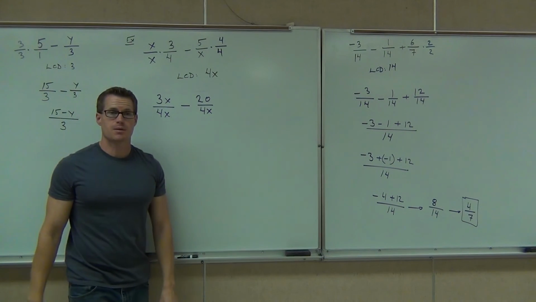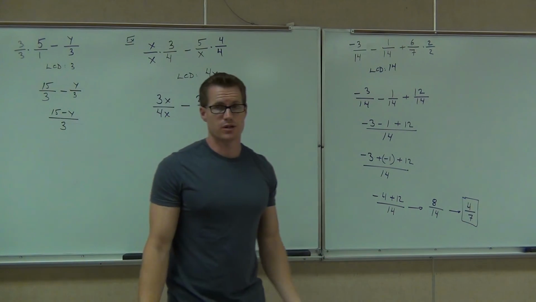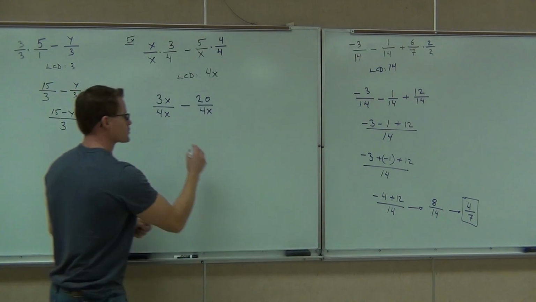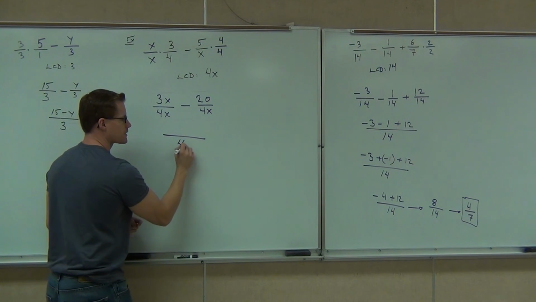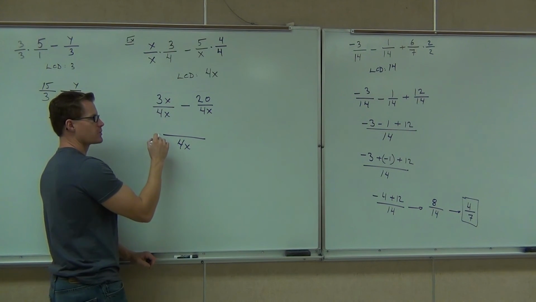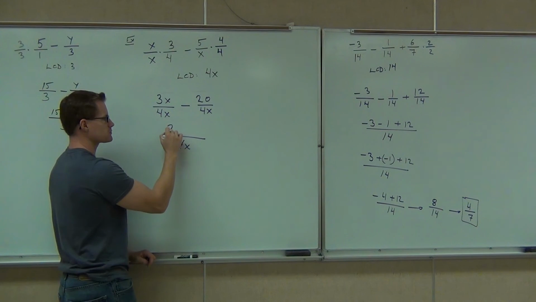Do I have a common denominator like I thought? Yes, so that worked out. So we're going to put this together as one fraction. Of course, we're going to have 4x on the denominator. On the numerator, I'm going to have 3x minus 20.